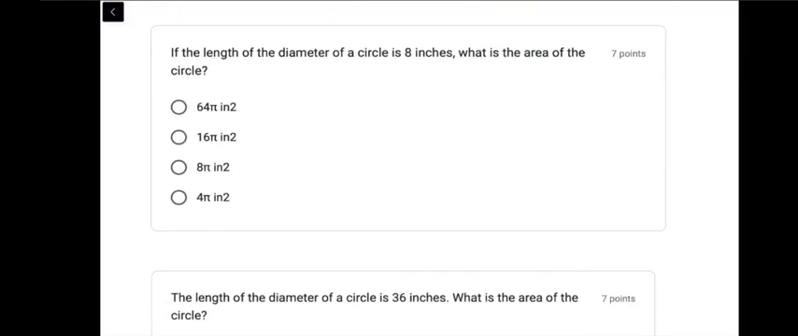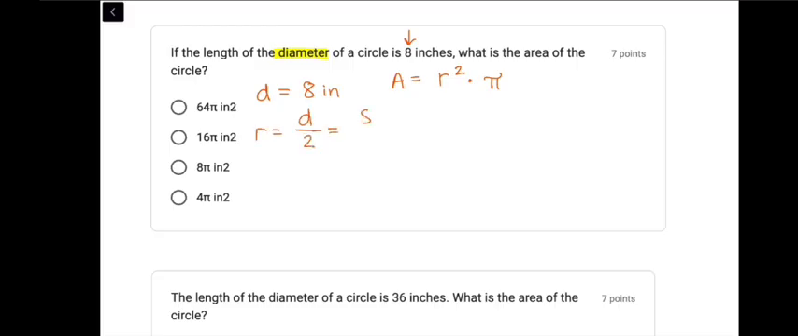In this problem, it states, if the length of the diameter of a circle is 8 inches, what is the area of a circle? So you have to be very careful in these types of problems. And the reason is, the area formula for a circle states that area is equal to the radius squared multiplied by pi. However, in this problem, they do not give you the radius. They give you the diameter. So be very careful not to plug in diameter to the formula because it will give you the incorrect answer. Given that the diameter is equal to 8 inches, the radius is always equal to the diameter divided by 2, or in other words, half of the diameter.